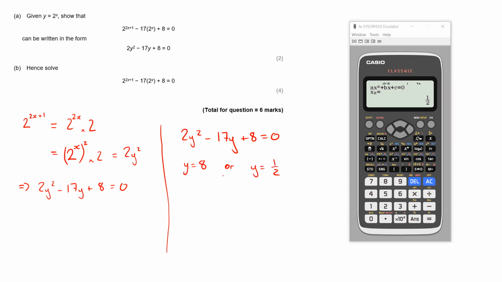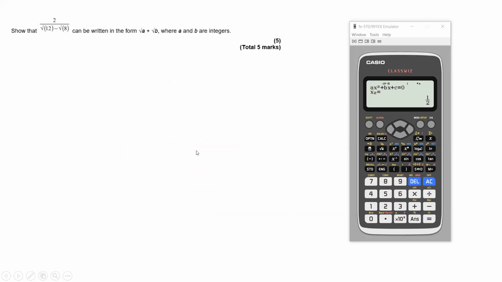Now I've got to keep in mind what y actually is. Y is 2 to the x, so I need to go back and solve that. So 2 to the x equals 8, which means that x is 3, or 2 to the x is a half, which keep in mind is 2 to the minus 1, so x is minus 1. So they're my two answers there. So that's 6 points, not too bad.